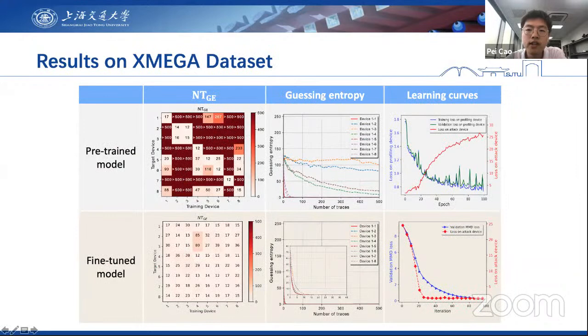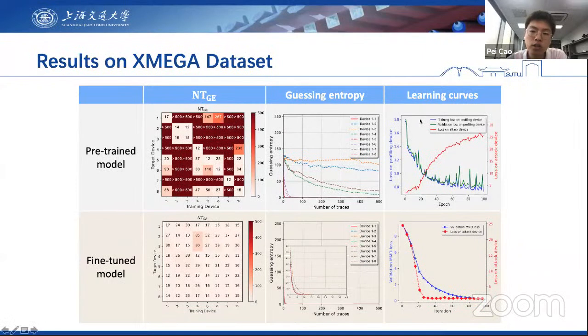These are the results on the X-Manga dataset. We can compare the performance of the pre-trained models and the fine-tuned models. The results of NT denote the number of attack traces needed to successfully recover the key. For pre-trained models, we can observe that although the value of NT for single-device attacks, given on the diagonal, is very small, it varies widely in the case of cross-device attacks. In fact, the better performance of some cross-device attacks can also be explained by overfitting.